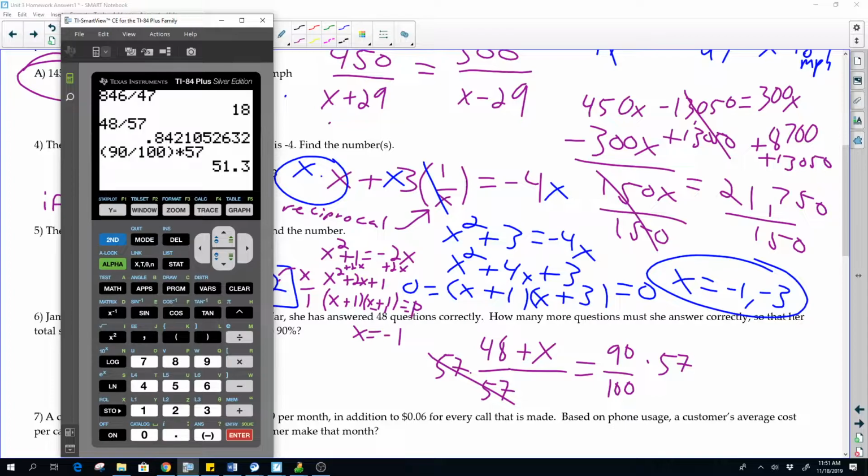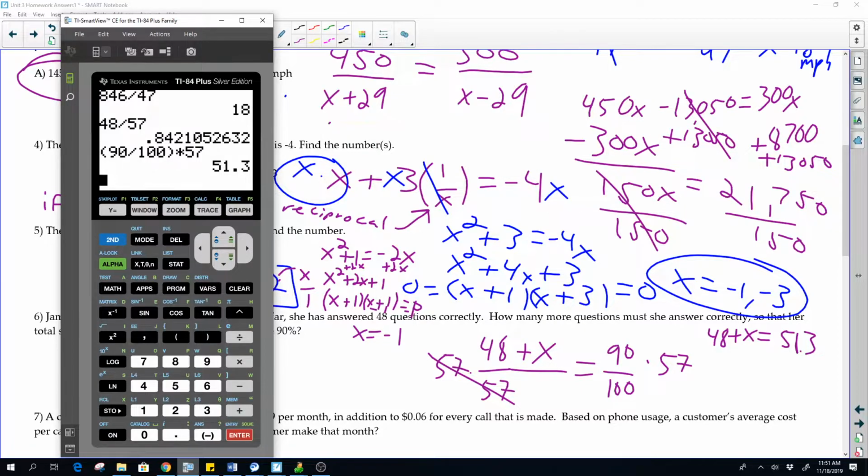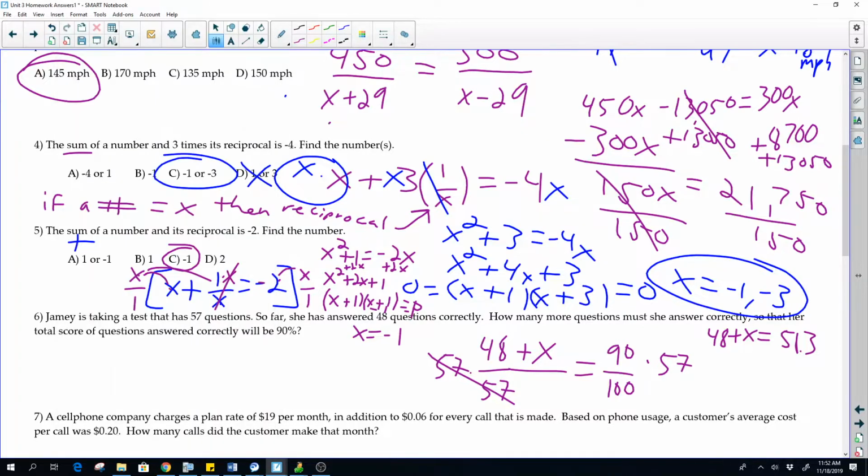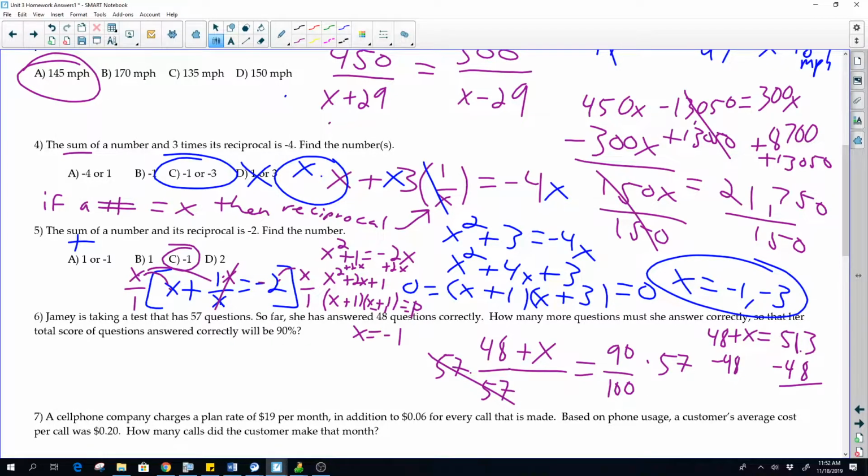And so then we're going to go ahead and subtract. So 51.3, so we have 48 plus x is equal to 51.3. And so that's the score she needs, 51.3, in order to get a 90% on the test. So now we just simply subtract 48 from the other side and solve for x. So 51.3 minus 48 gives us 3.3. So she needs 3 and a bit more.